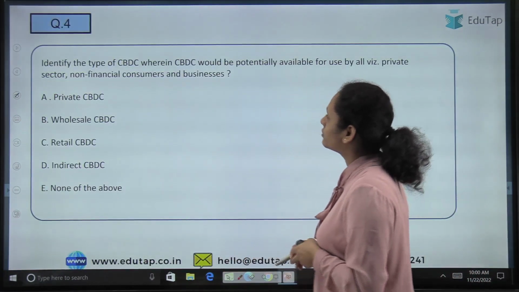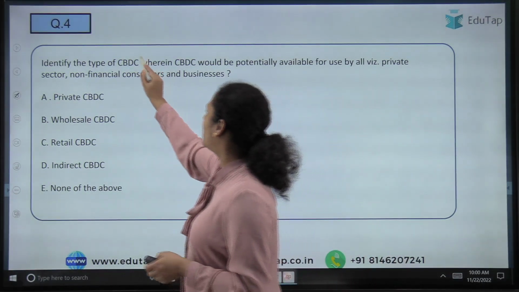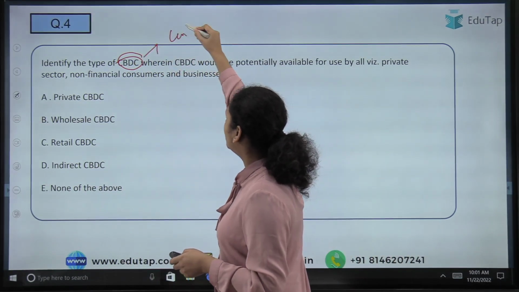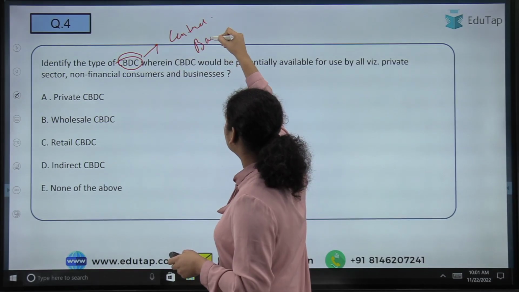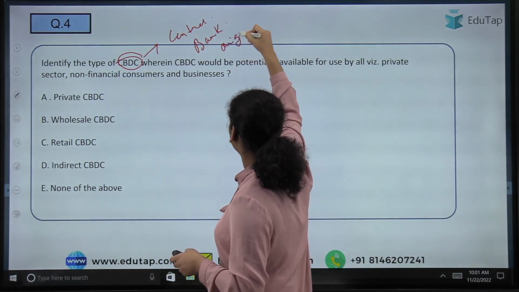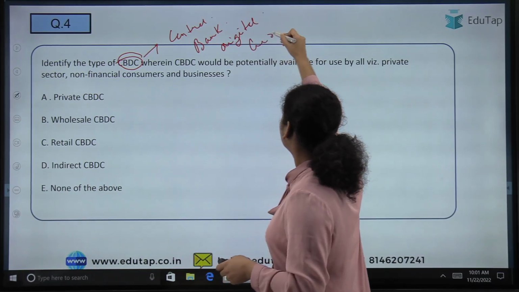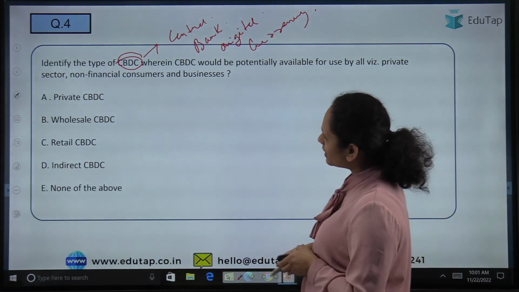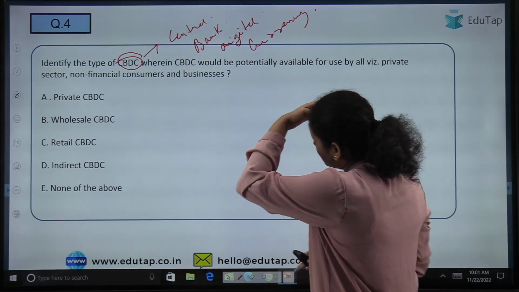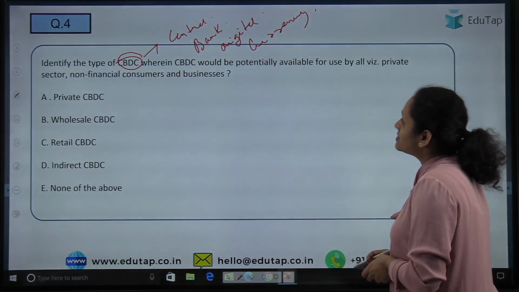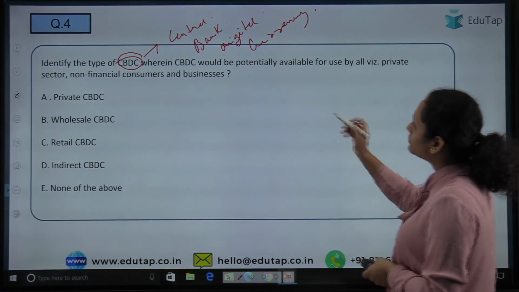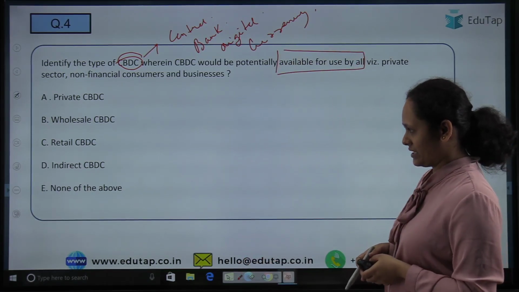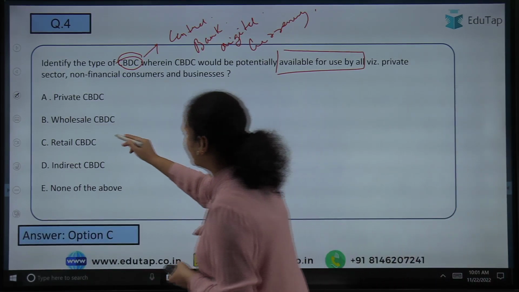Now let's move to the fourth question. The fourth question speaks about CBDC. This is a very hot topic. What is the full form of CBDC? Central Bank Digital Currency. ठीक है. Central Bank का digital currency है. So this question is based on the type of CBDC, which says that this CBDC would be potentially available for the use of all. ठीक है. What is this type of CBDC known as? The correct answer is retail CBDC.